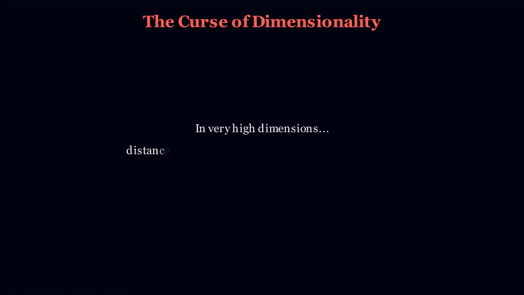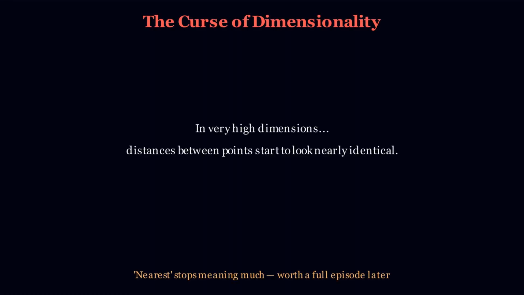One more thing worth knowing. KNN struggles as dimensions pile up. In very high dimensions, distances between points start to look nearly identical. Nearest stops meaning much when everything is roughly the same distance away. This is the curse of dimensionality, a problem worth a full episode later.